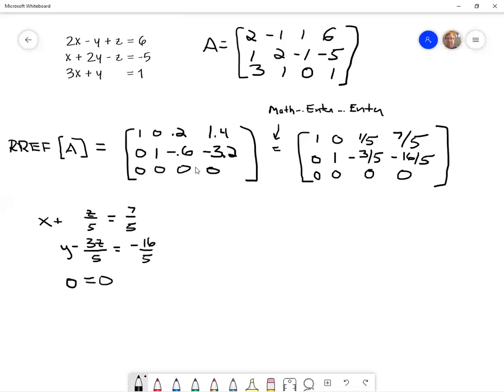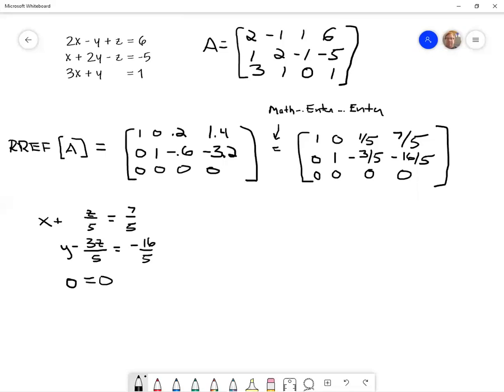So when I did my RREF, I got out decimal stuff. I hit math, enter, enter, and I got out fractions. So what I did here is I just wrote down the equations that correspond to this RREF matrix. So I have 1x, no y's, I have 1/5 z, which often is written as just z over 5, equals 7/5. So that's my first equation.